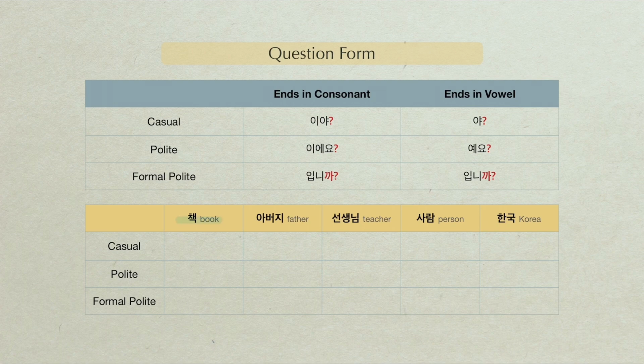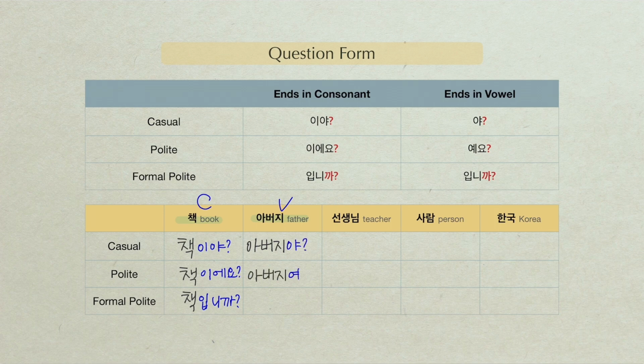책. 책 ends in a consonant. So the casual form is 책이야. Polite, 책이에요. Formal polite, 책입니까? 아버지. It ends in a vowel. Casual form, 아버지야. Polite, 아버지예요. Formal polite, 아버지입니까?